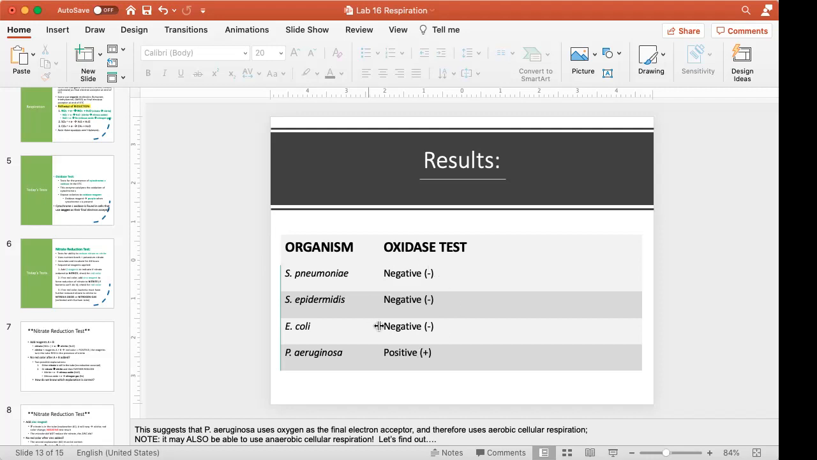These guys, something else is happening. That's all we can say. They may be using a different version of cytochrome. They may be doing a different pathway. We can't make any other conclusions about them.